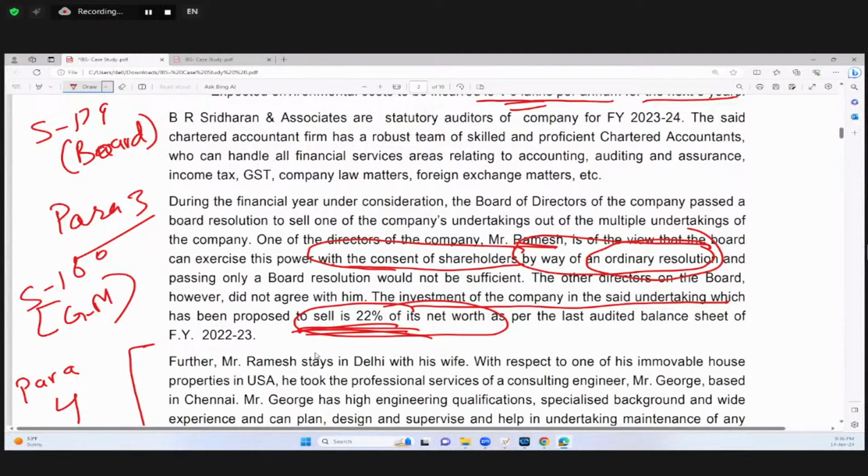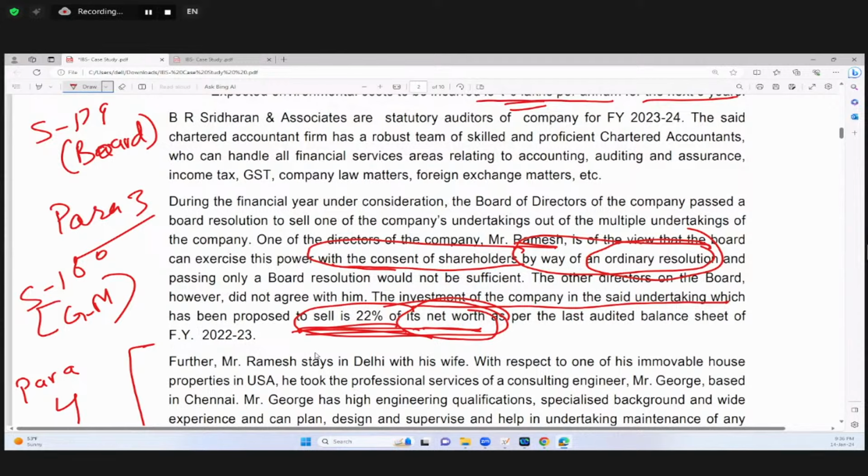Okay, so we have seen that under section 180, four powers are there: selling or disposing of an undertaking, investing otherwise in trust securities, borrowing money, and remitting or giving time. One more thing: the question specifies 20% of its net worth. We have also read about net worth in the intermediate study. What is net worth? Net worth is covered under section 2, subsection 57 of the Companies Act.